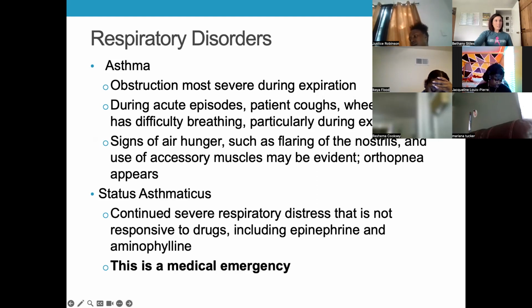Status asthmaticus is going to be continued severe respiratory distress that's not responsive to drugs. So just like our status epilepticus is a prolonged seizure that's not responsive to drugs, status asthmaticus is the same way. So even if we try to give like racemic epi or aminophylline, these patients are not going to respond. So this is going to be a medical emergency. It's going to require us to have an advanced airway to support their breathing.